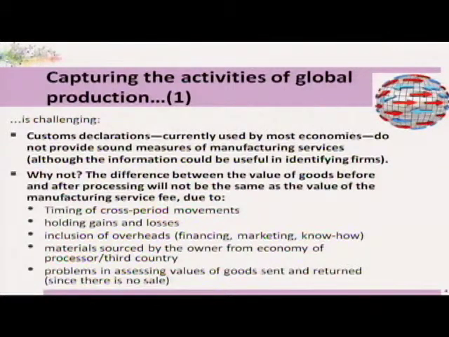Now, since the recording of goods in balance of payments statistics depends in many countries on the merchandise trade statistics, it implies that the recording of goods is based in many cases on customs declarations, and that is what is used in most countries. The problem with that is that, as has been alluded to earlier, that recording does not provide a sound measure of manufacturing services. Which, in a sense, is okay. It's okay in the sense that the customs declarations used for merchandise trade statistics are different from the recording recommended in the balance of payments and national accounts manuals.